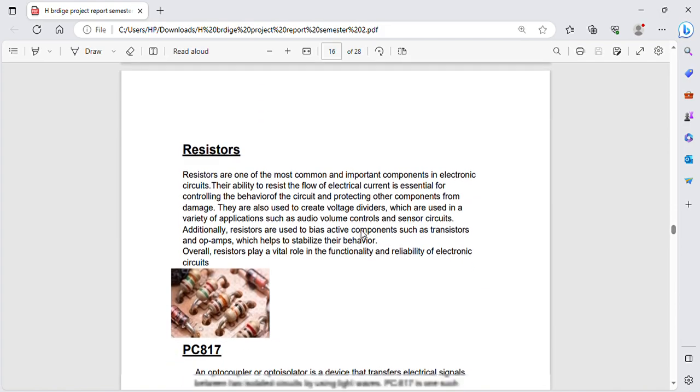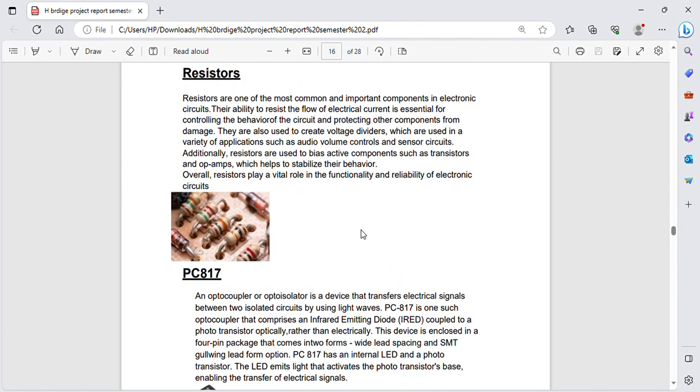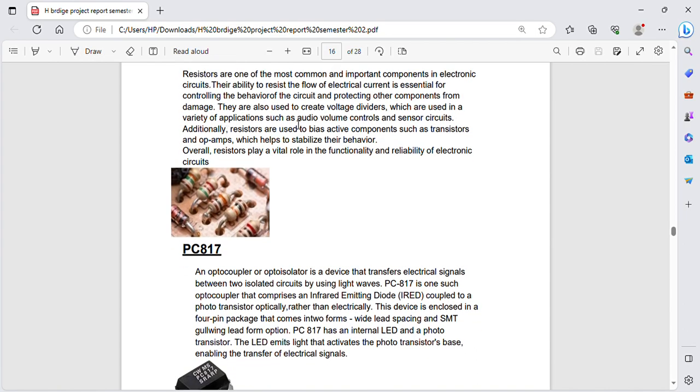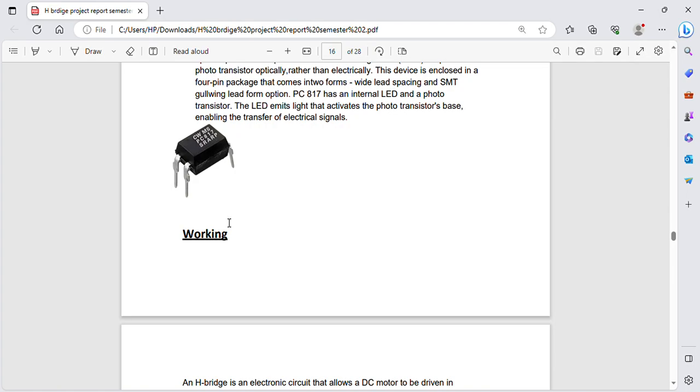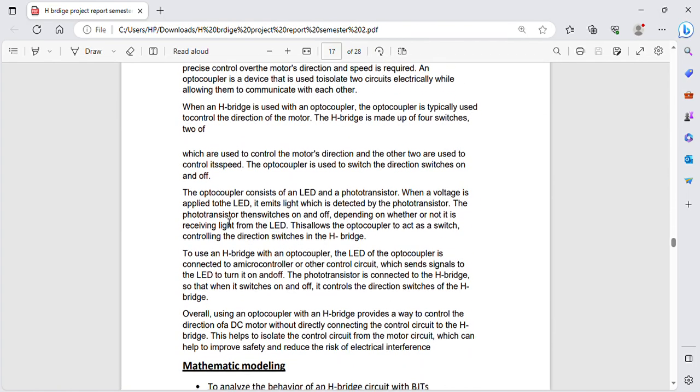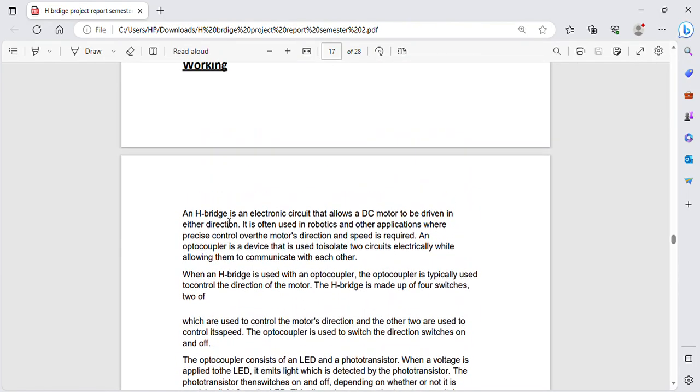The next component is the resistor. You must all know the functionality of the resistor we use. Resistors are one of the most common and important components in electronic circuits. The next is the optocoupler, and you must know all about this. I explained it to you before. So this is our application.